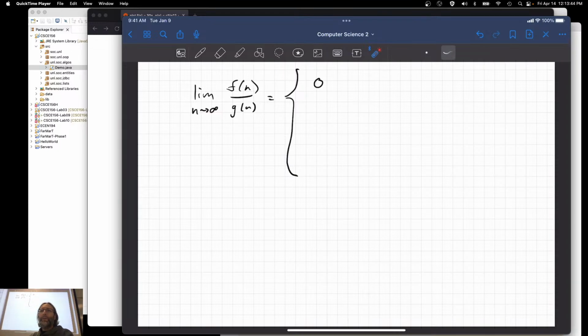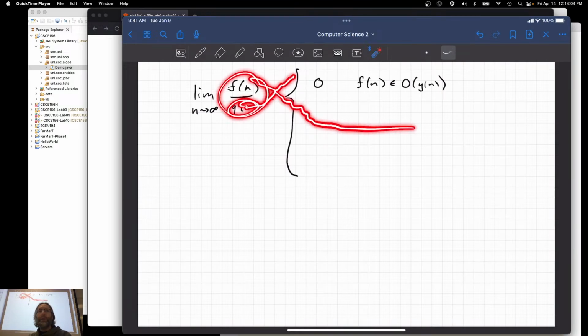If it goes to 0, what happens? g is asymptotically greater, and so we say that f of n is big O of g of n. Why? Because if it converges to 0, g is growing way faster than f. The denominator getting bigger and bigger makes the entire ratio go smaller and smaller until it hits 0.